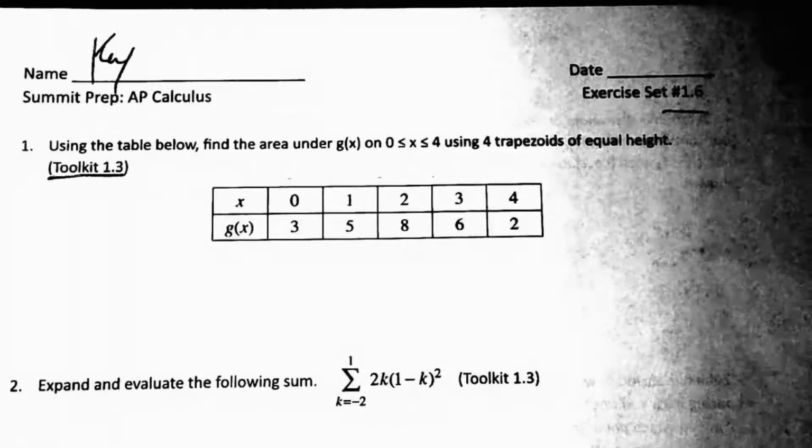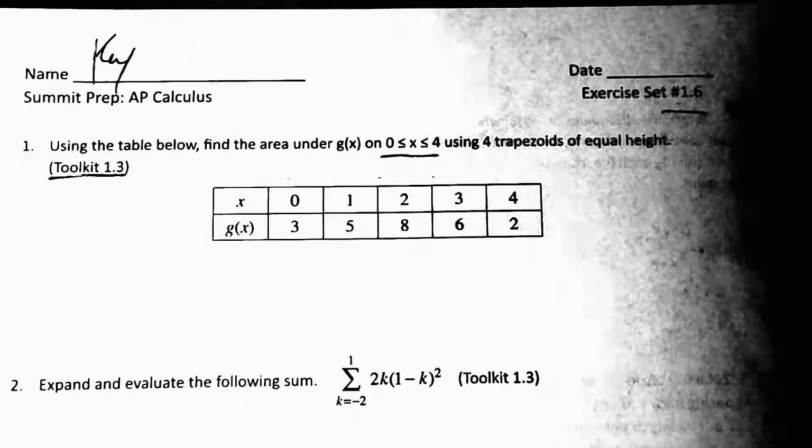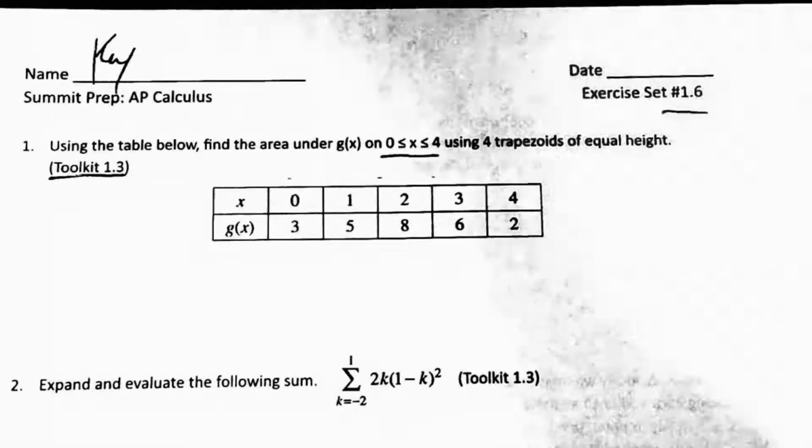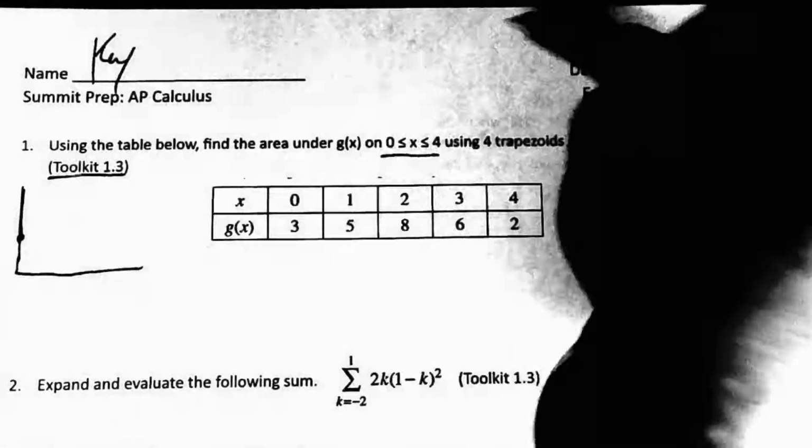So we want to find the area from 0 to 4 using four trapezoids of equal height. I think always helpful when you come across one of these problems is to try and visualize this. So I would sketch it out, draw an axis, and let's plot some points: 0, 3 right here, 5, 1. So I'm going to kind of sketch where these places are. So we got 0, 1, 2, 3, and 4 here.